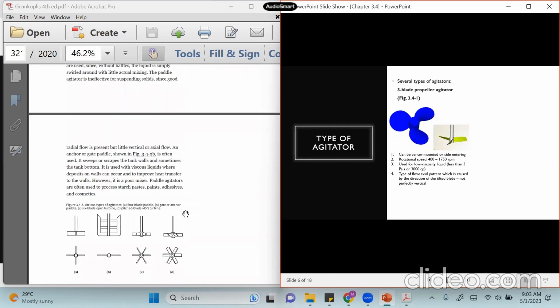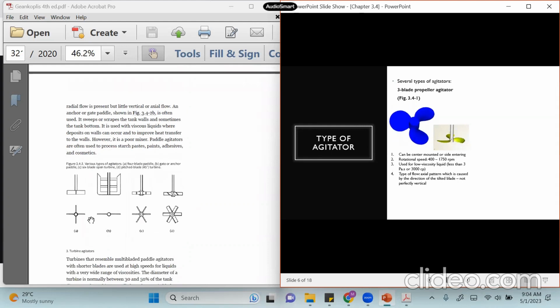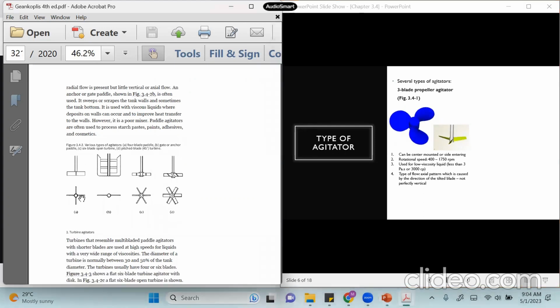So maybe I can go first to figure 3.4-2 in your book. This is the top view of these four agitators. If you see from the top side of the agitator, you can see that these three, A to C, the blade is perfectly vertical. It's not tilted. Usually the first three agitators will cause a radial flow.